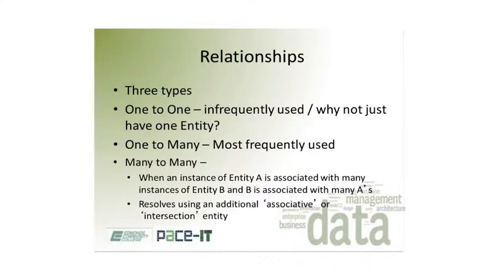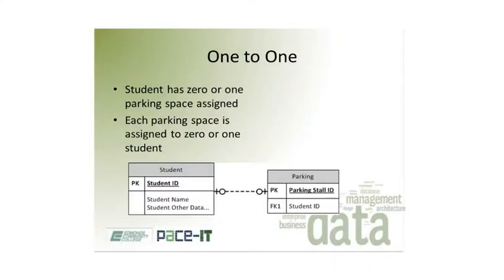This occurs when an instance of the first entity is associated with many instances of a second entity, and for the second entity, it's associated with many instances of the first one. So we resolve this using an additional associative or intersection entity, as we'll see in just a moment.